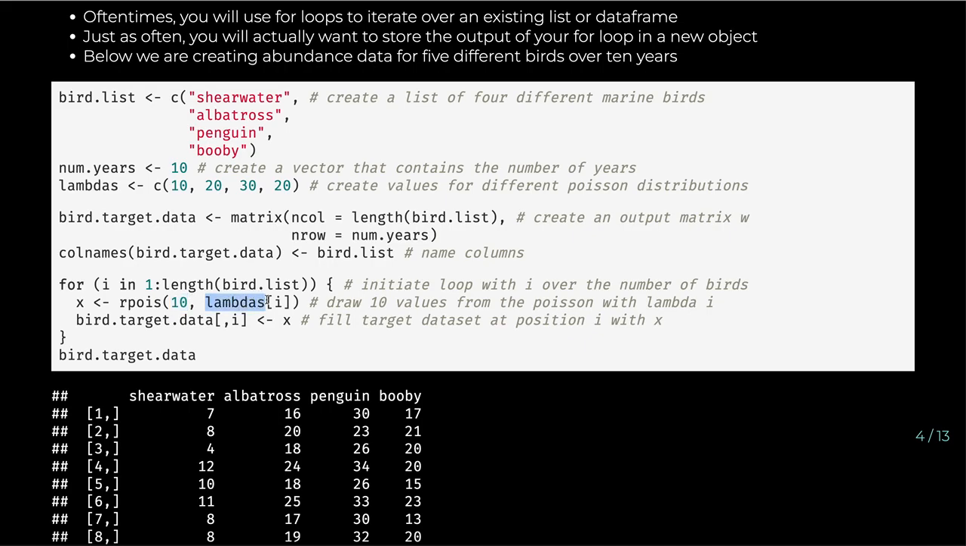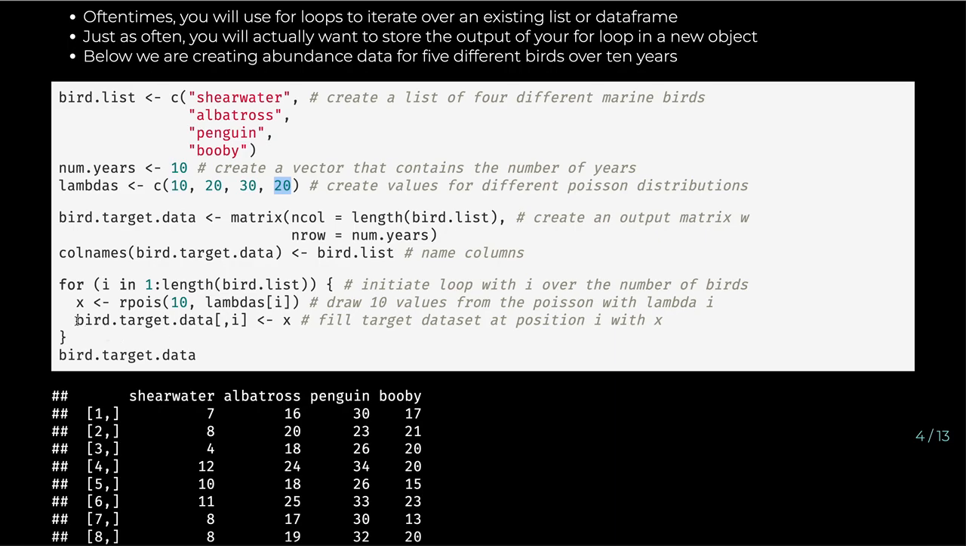And then I'm taking the ith element of lambda. So in round 1, it's going to take the first lambda value. In round 2, it's going to take the second lambda value. In round 3, it's going to take the third. And in round 4, it's going to take the fourth.